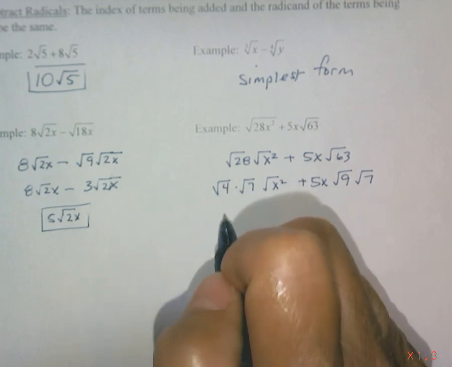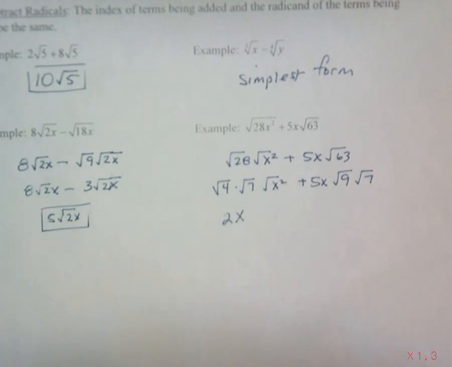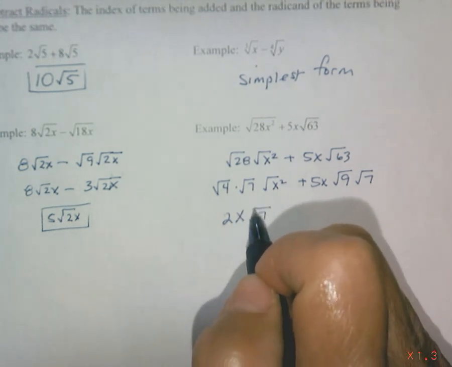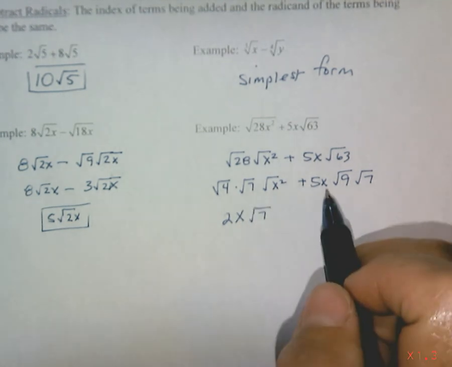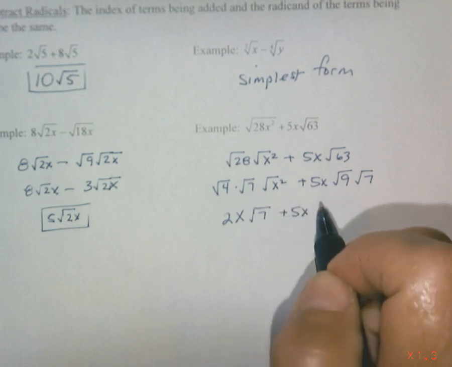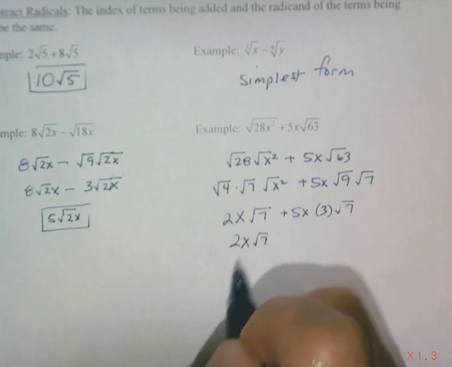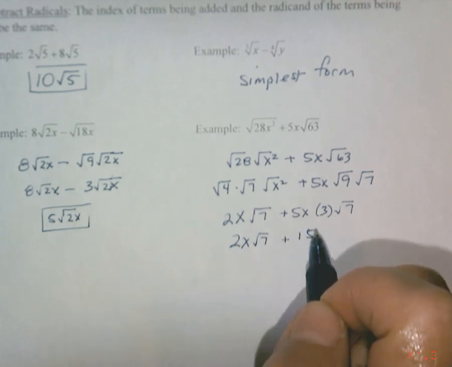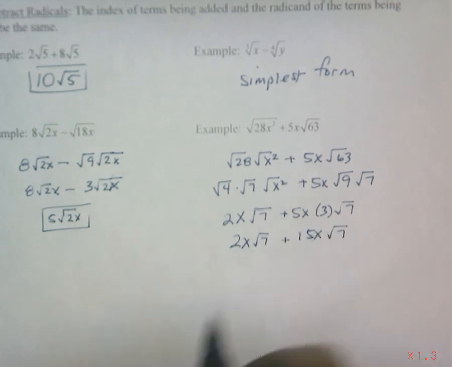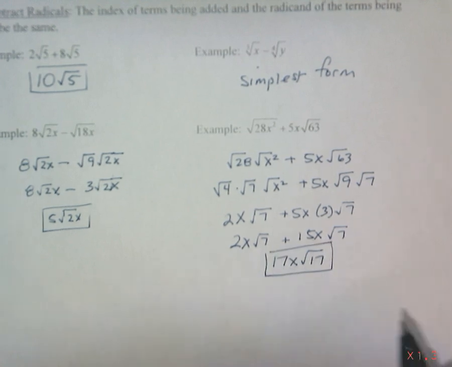So the square root of 4 is 2. The square root of x squared is x. And I'm not going to worry about my absolute value bars at this point. And the square root of 7 did not reduce. This 5x is going to be multiplied by the square root of 9. So the square root of 9 is 3. So I'm going to have 5x multiplied by 3 square roots of 7. 2x square root of 7 plus 15x square root of 7. Combine like terms, I get 17x square root of 7. And I'm not going to worry about the absolute value bars.